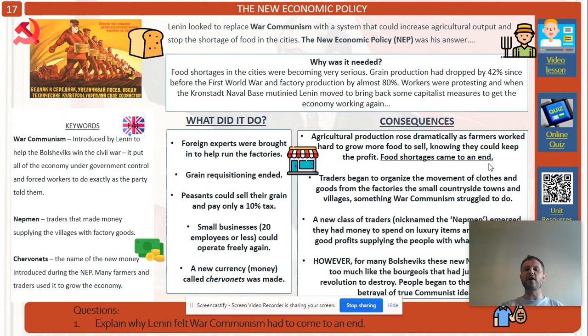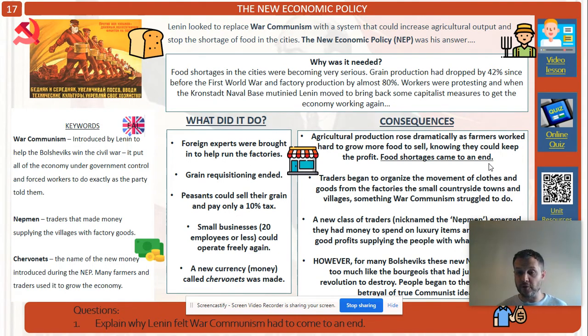Right, consequences. So we've got agricultural production rising dramatically, like I said. Traders begin to appear, and this is one of the good things about the capitalist system, if you like: it's good at getting stuff to the right place. If people in the countryside wanted shoes, a tradesman would go to one of these new businesses or factories in the cities, fill up a wagon or a suitcase full of shoes, and get out to that country village and sell the people there the shoes they want.